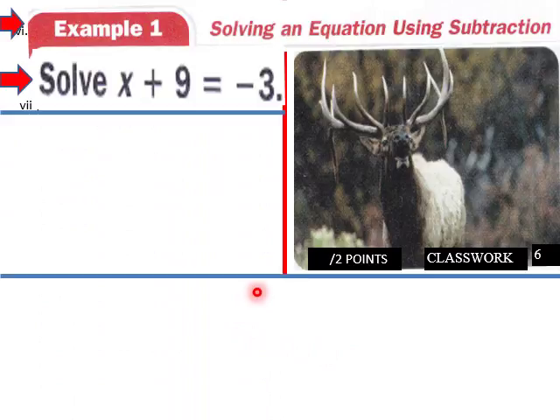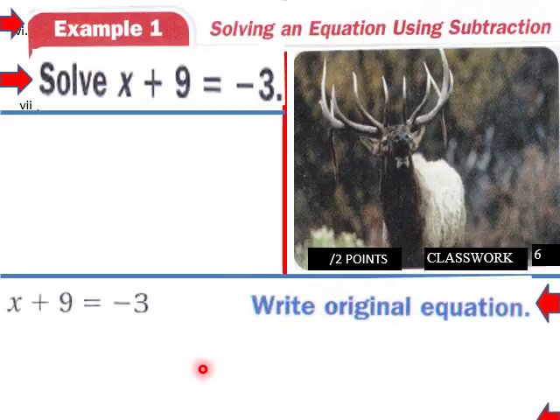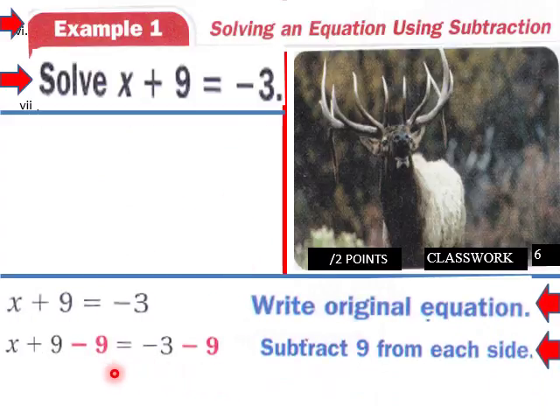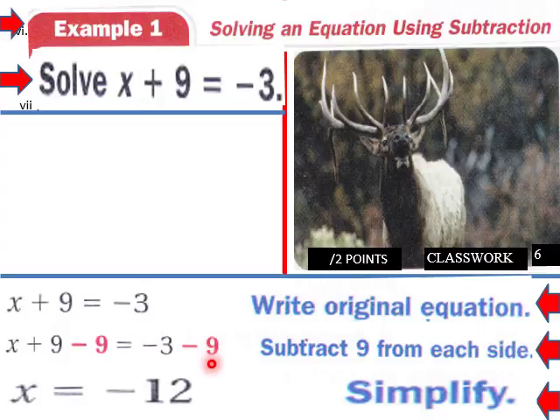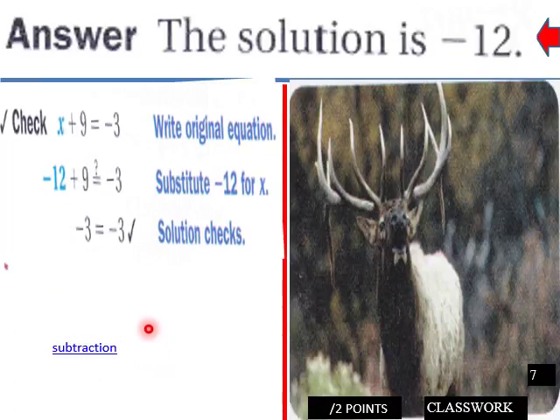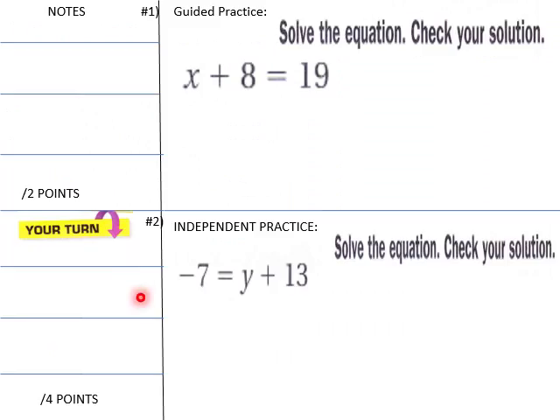Example 1, solve an equation using subtraction. So we have this equation here, and we're going to subtract 9 because we want to isolate our variable, yes? So we subtract 9 from both sides, and then we get x equals negative 12 for this situation. And then the answer is negative 12. Then for our check, we plug negative 12 back into our original. Negative 3 equals negative 3. So negative 12 is the solution.